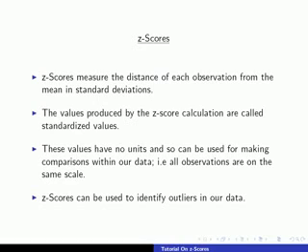Standardized values are also useful to identify outliers in our data. So we have a lot of information here on z-scores, so I'll explain each point separately so we can understand what's going on. We'll take a look at the formula to calculate the z-scores now.